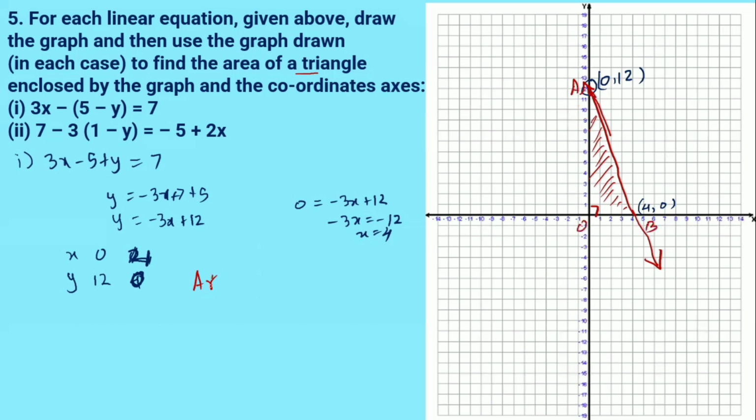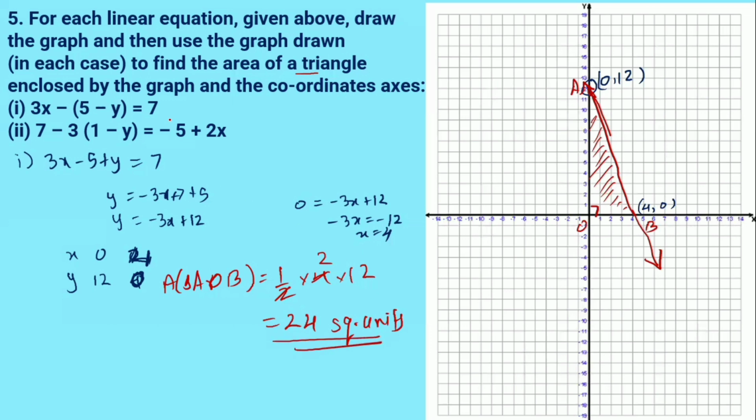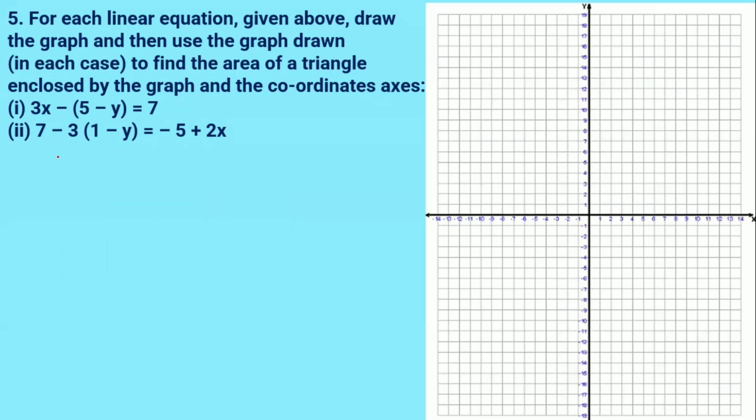Area of triangle AOB is equal to half base into height, where base is 4. So this distance is 4 and height is 12. So half into 4 into 12: 2 ones are 2, and 2 twelves are 24. You get 24 square units as the area of the triangle enclosed by this graph. Got it?